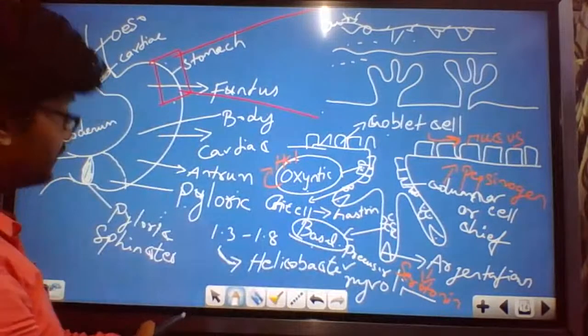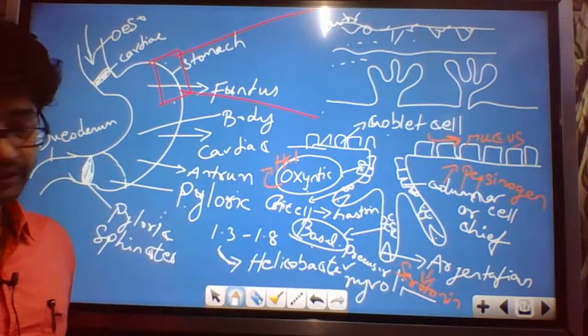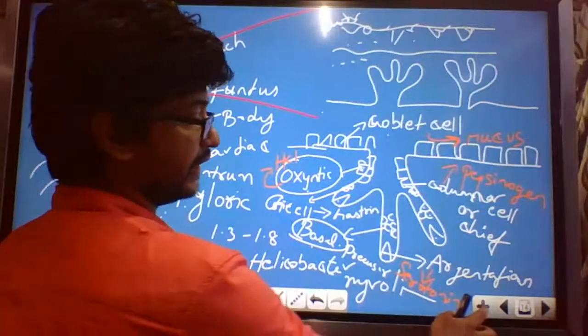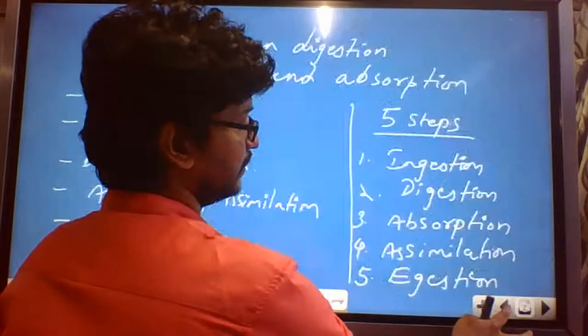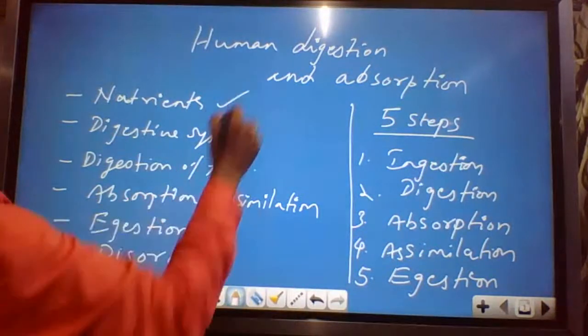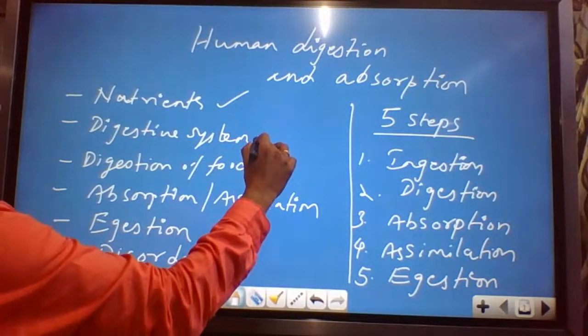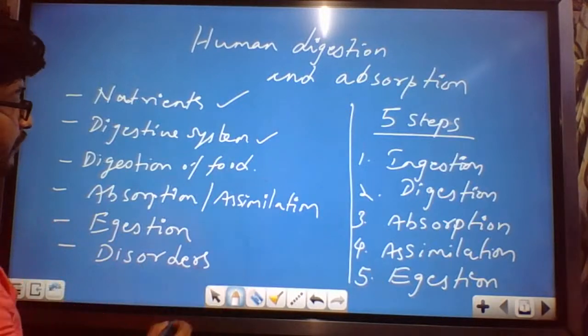So when we completed until the stomach part, we have a quick recap of what are the things that we discussed today. Fine. So we started with human digestion. We started with the nutrients. We completed the nutrients. We are done with the digestive system. In the digestive system, we included all the types and the digestion of the food that we have completed.